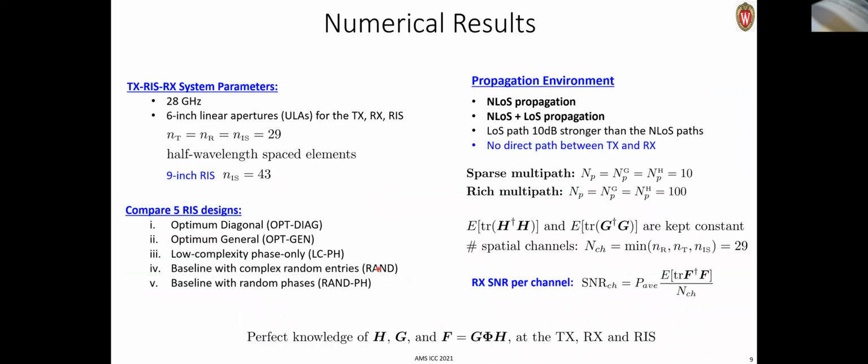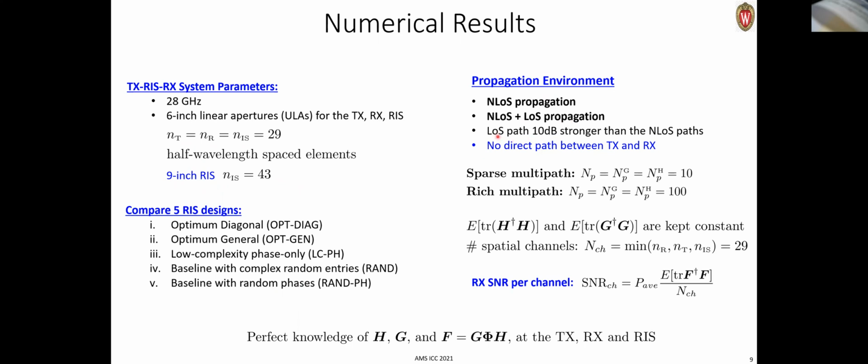So let's look at some numerical results. We have a 28 gigahertz millimeter wave system, with 6-inch uniform linear arrays, or ULAs, at the transmit, receive, and RIS. This corresponds to 29 half-wavelength spaced elements. And we'll also consider the impact of a larger RIS, which is 9-inch, and that corresponds to 43 elements. We'll compare 5 designs: the optimum diagonal, optimum general, low complexity phase only, and baseline with complex random entries or just random phases. We consider both non-line of sight and non-line of sight plus line of sight propagation.